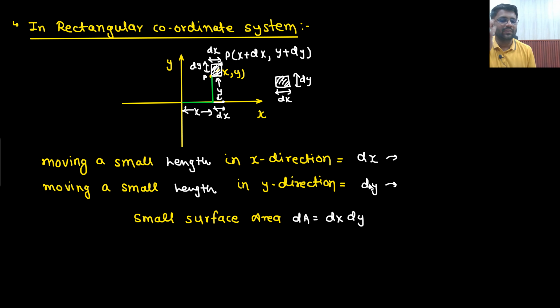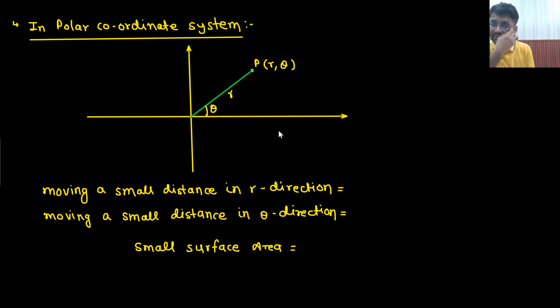Understandable? Let's write down the same things in a polar coordinate system. So in the polar coordinate system, what parameters do we have? R and theta. These two parameters we have. So what will be a small distance? What will be a small length in the r direction?